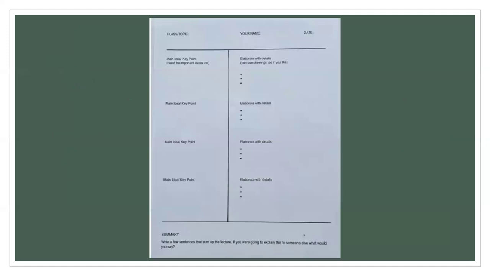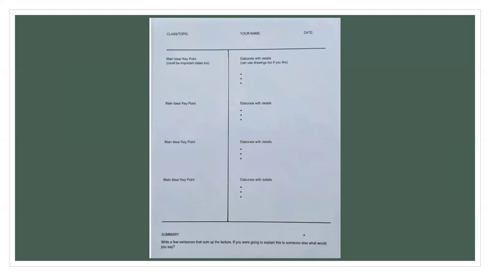So this is how your page will look when you're using the Cornell method. At the top, you'll have the class or the topic, your name, and the date, so you can keep your notes in sequential order. You're going to make this I formation on your page, and on the left, you'll have the main idea or key point, and on the right, you're going to elaborate with just a few details, and you can use drawings too if you like, or symbols.